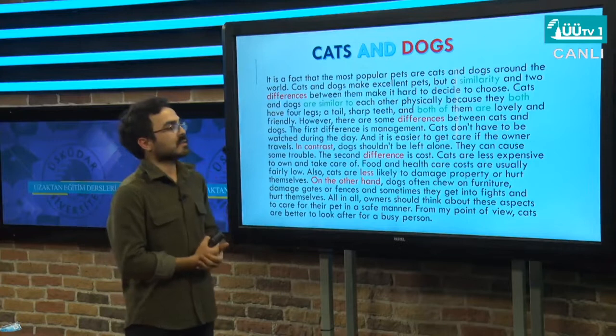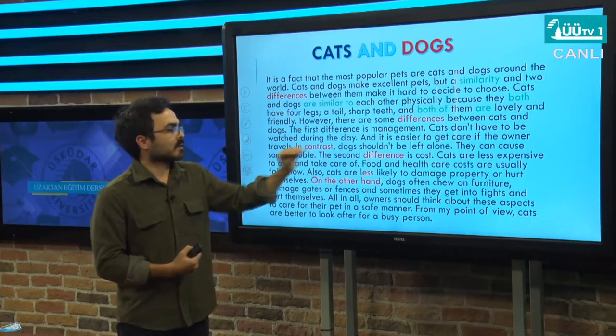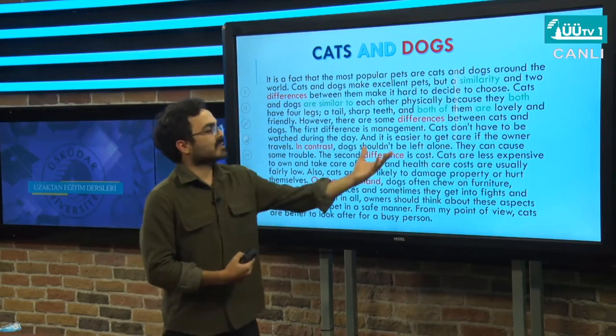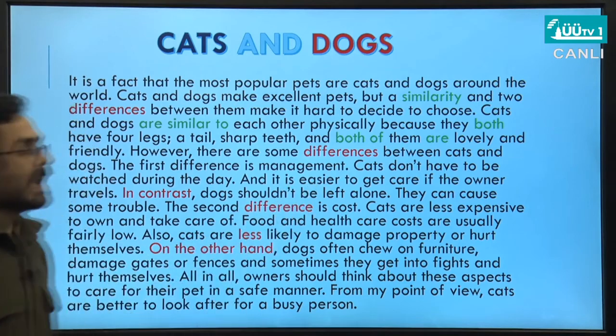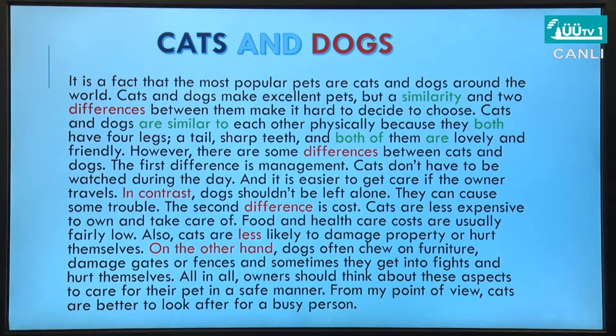The first difference is management. Now, here's some topic for you, right? The supporting sentences. The first difference is management. Cats don't have to be watched during the day, right? Unlike dogs, we can say. And it is easier to get care if the owner travels, right? For cats, it's easier. We are making comparison, right? And we are using what? Again, comparative adjectives. Here, you can see many of them appearing, right?